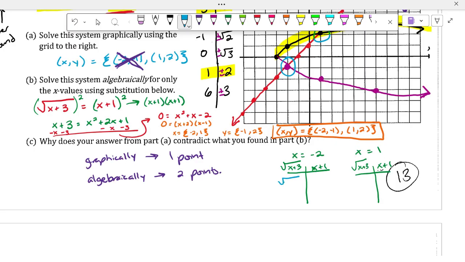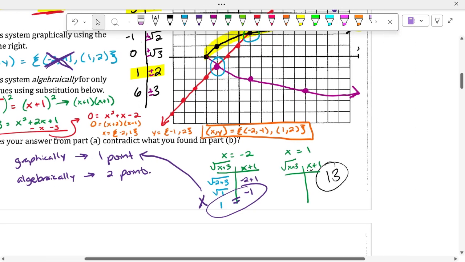So if I plug -2 back in, this would be the square root of 1, which is what? 1. However, what's -2 plus 1? -1. Do those match? So if this was a system, we're saying that 1 is equal to -1. Do those match? No, there's the contradiction as well. So that's why if we looked at it graphically, it would only end up with 1 point instead of 2 points. That's our contradiction.